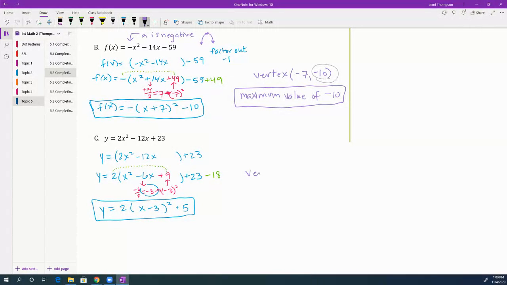To answer the second part of the question, I pluck out my vertex. I take the opposite of the value next to x, so positive 3, and then the positive 5. Since a is positive, this opens up, which means I have a minimum value. And my minimum value is always going to be the y coordinate, so a minimum value of 5.